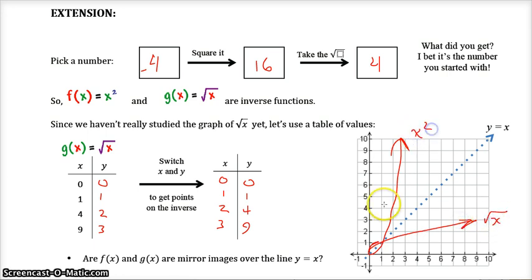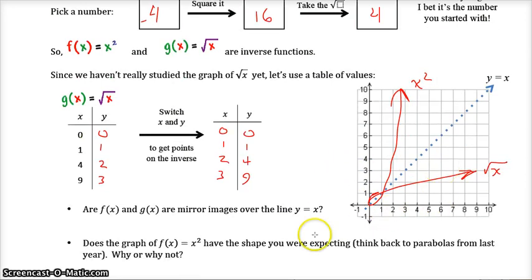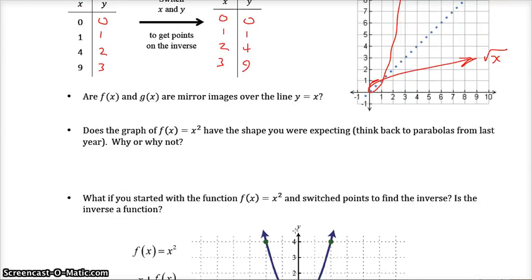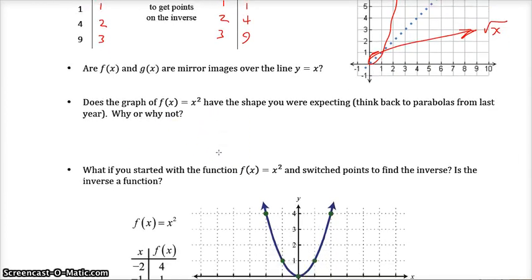That's all great if we're in quadrant 1, but if we go over here into quadrant 2, then things start to get a little bit weird. It's still got the nice mirror line over y equals x, but it was supposed to have the shape you're expecting. This should look like parabolas.